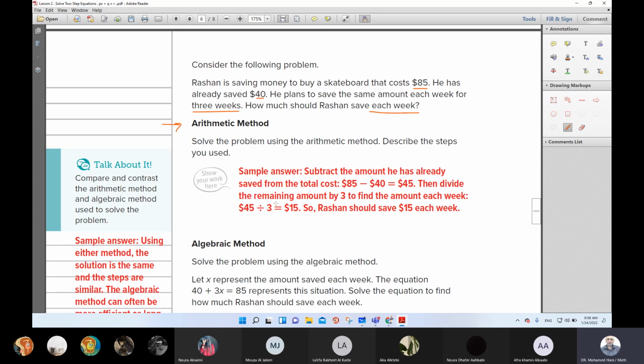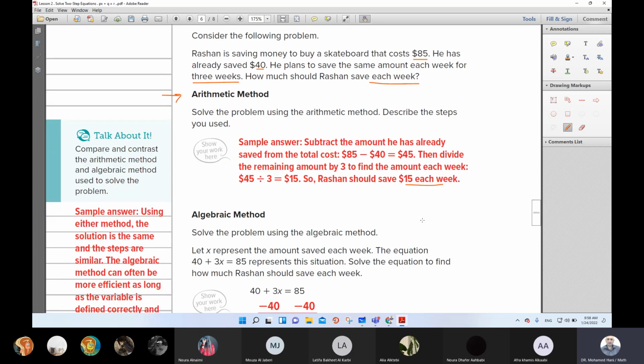Then divide the remaining amount by 3 because we have 3 weeks. So 45 divided by 3 will be 15. So Russian should save $15 each week.